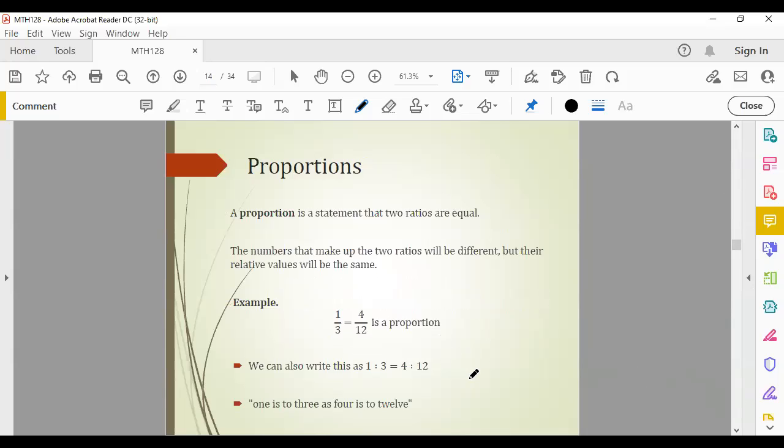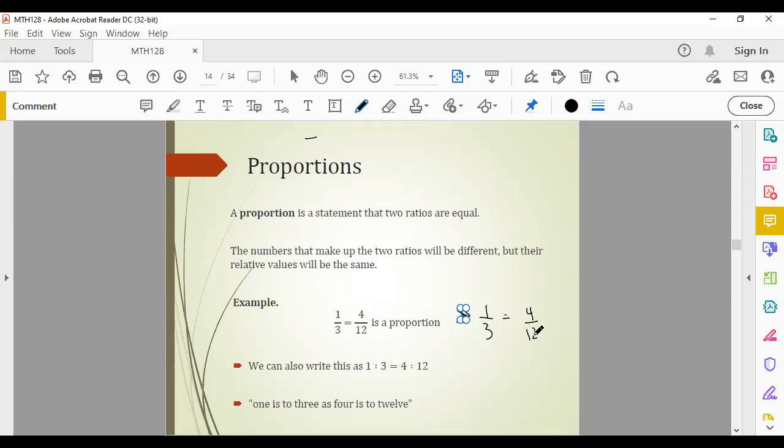Now here is an example of a proportion, and it's a pretty straightforward example. So you got 1 over 3 is equal to 4 over 12. So it's a comparison between two ratios. And in this case, of course, this is a true proportion because 4 over 12, we already know, reduces to 1 over 3. So it's obviously a true statement. Indeed, 4 over 12 does equal 1 over 3.